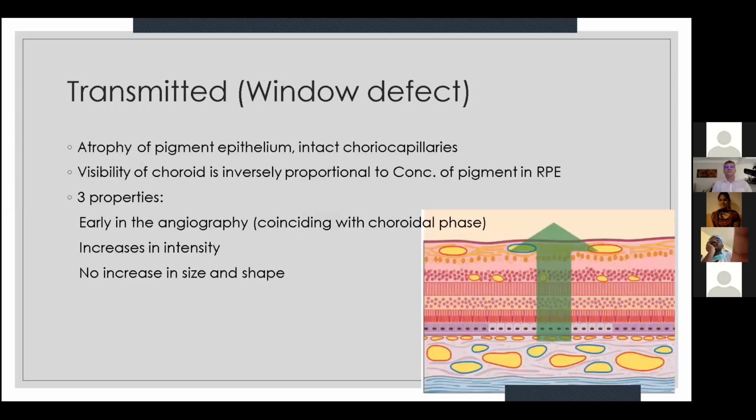So this is a schematic diagram showing a transmitted or a window defect. As we can see here, the RPE is atrophied in this particular area. So the choroidal fluorescence is easily transmitted. Hence it's called transmitted hyperfluorescence or window defect. And this visibility of the choroid is inversely proportional to the RPE, meaning if there is hyperpigmentation in the RPE, then we won't be able to see the choroidal vessels. And 3 basic properties of a transmitted or a window defect is that it occurs earlier in the angiography coinciding with the choroidal phase. And there will be increasing in intensity, no increase in size and shape.